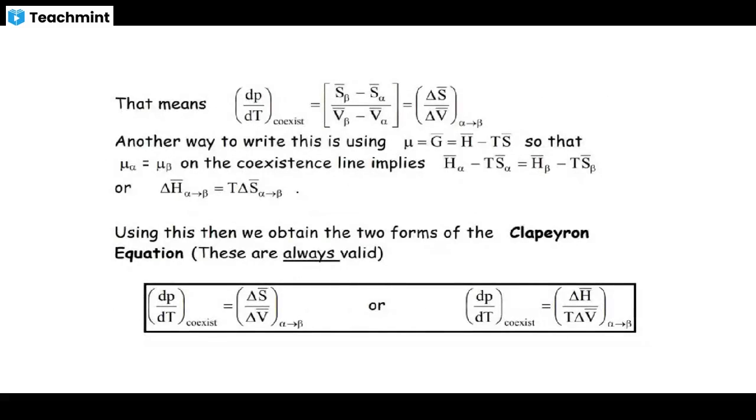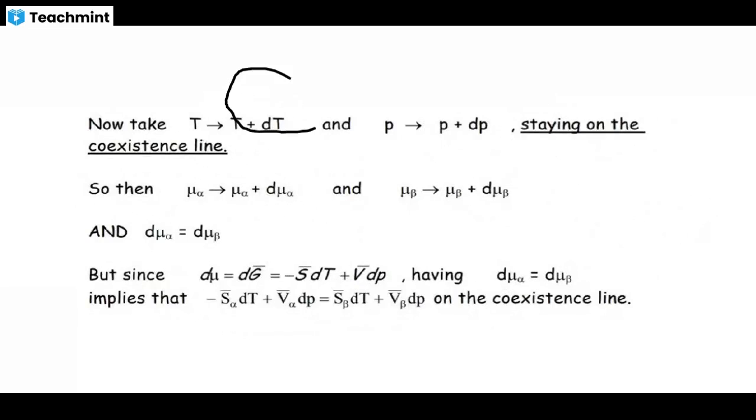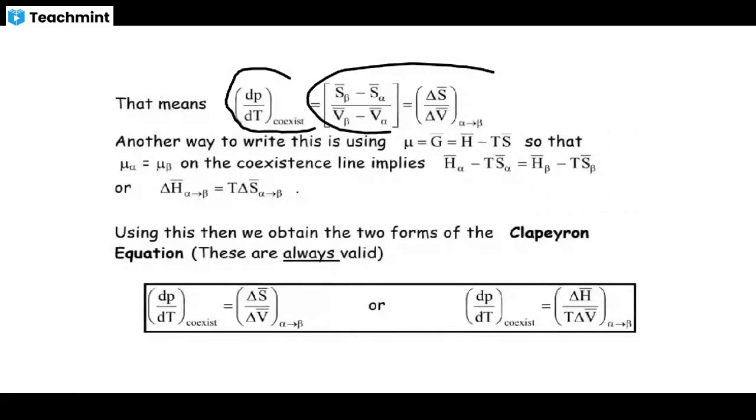That means dp by dt on the coexistence line is equal to, if you take this to this side and that to that side and just rearrange the equation, you get this. This is nothing but the delta S, and this is nothing but the delta V, at alpha to beta.